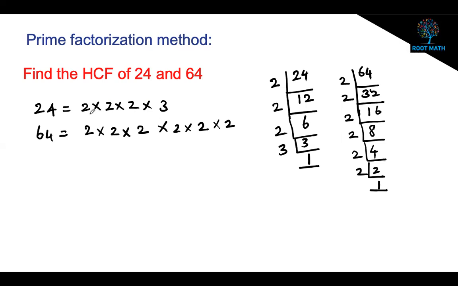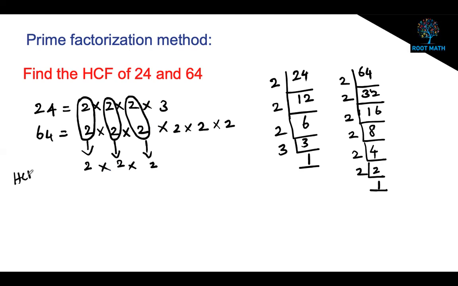Check the common factors first and circle them. So here 2, second 2 and 2. So 2, 2 and 2. Write one number from each pair of numbers and multiply them. That is known as the HCF of 24 and 64. So 2 times 2 times 2 is equal to 8. 2 2s are 4, 4 2s are 8. So 8 is the highest common factor of 24 and 64.